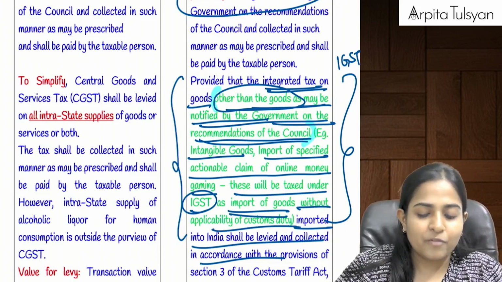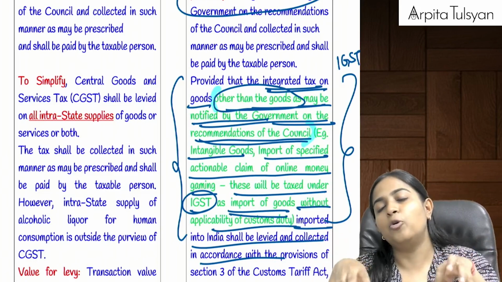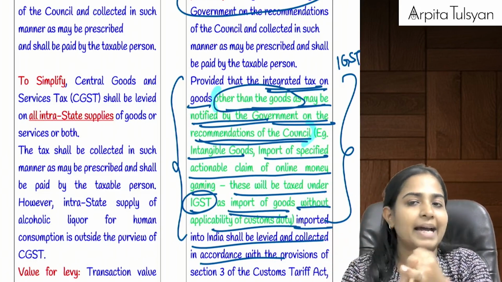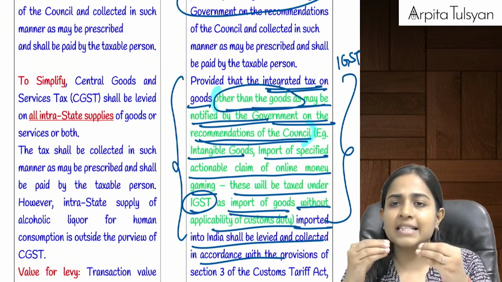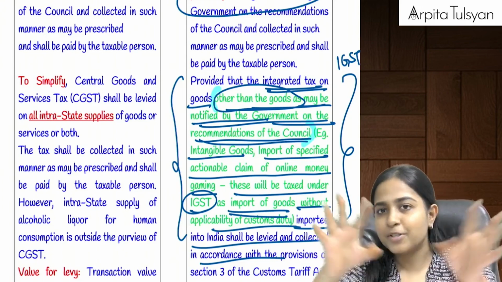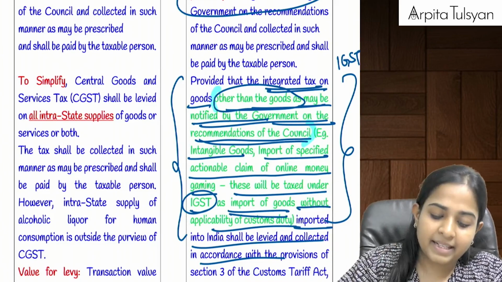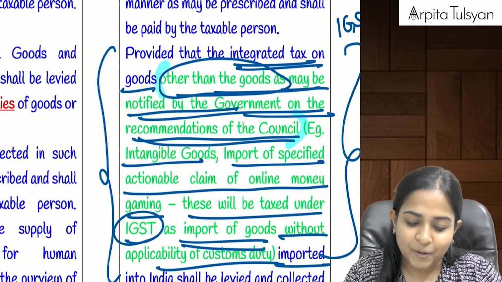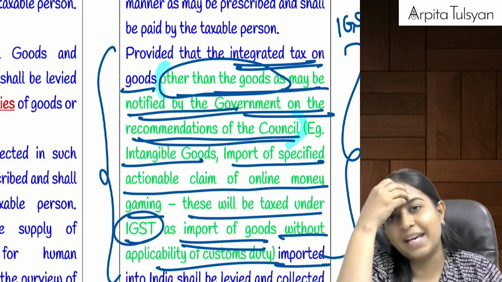Okay, now see what they are trying to say. Let me just simplify it for you. Whenever you are importing any goods into India, normally at that time customs duty is applicable plus IGST is also applicable. This was the default provision. Now they are telling that there will be some goods on which customs duty will not be applicable, but IGST will be applicable. The two examples that they have given here are intangible goods and import of specified actionable claim of online money gaming. Okay, now listen.